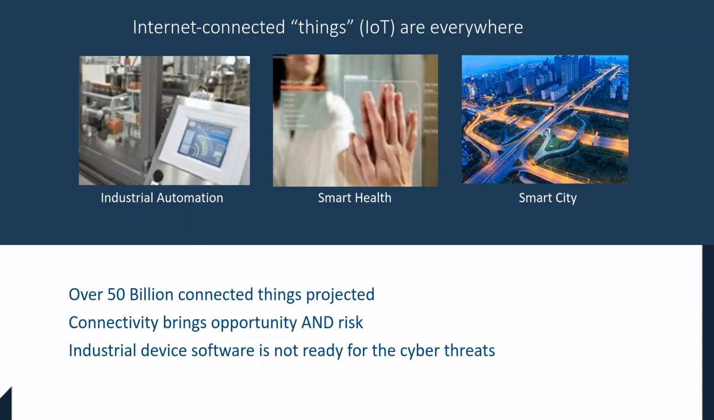So as I mentioned, internet connected things are everywhere, and we see this in industrial automation. We see it in smart health today. We see it in smart cities. Years ago, Cisco projected over 50 billion connected things would be available. I'm starting to feel like that number is extremely conservative. That number might be 2 or 3 or 5 times that big when I start to look at things like Apple AirTags and smartwatches and smartphones and multiple devices in cars.